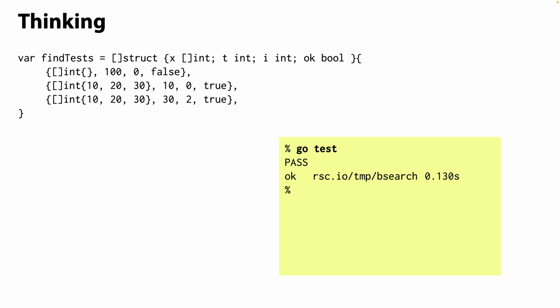We should check not finding the target in a slice with values. And specifically, we should check what happens when the target is less than all the values, greater than all the values, and in the middle of the values. So let's add 3 more test cases.